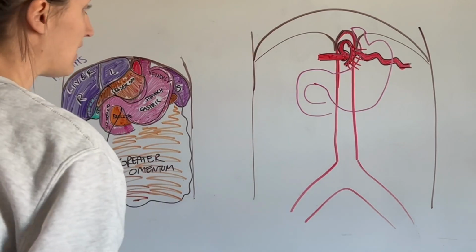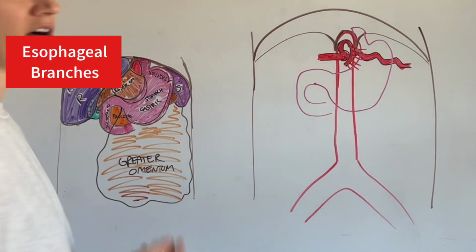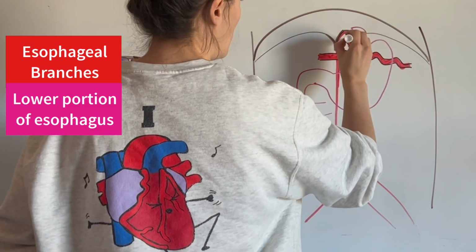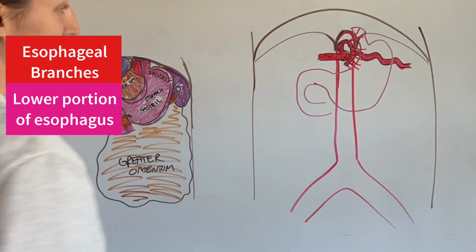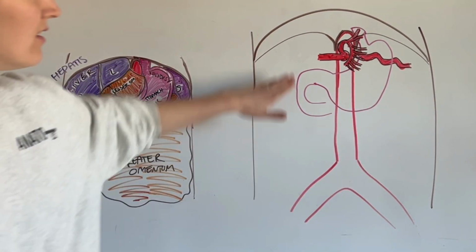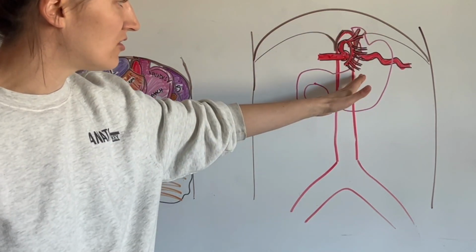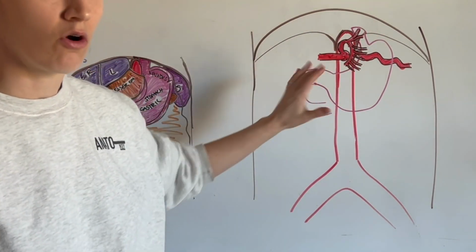There's one more branch that comes off of our left gastric artery, and that is going to be the esophageal branches. So to that lower portion of the esophagus, we actually send up some branches from left gastric artery. So we have esophageal branches and left gastric branches to the lesser curvature of our stomach. That is left gastric in all of its branches.